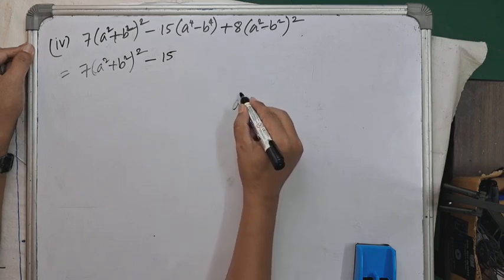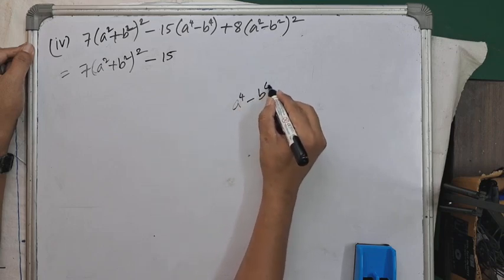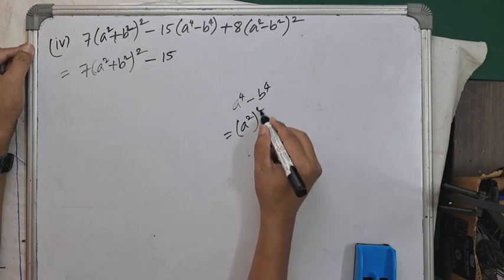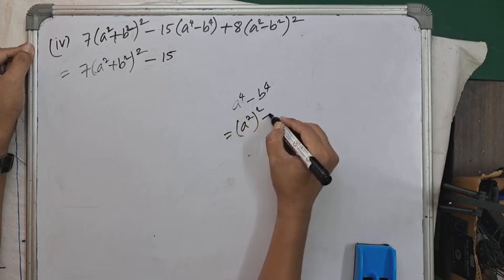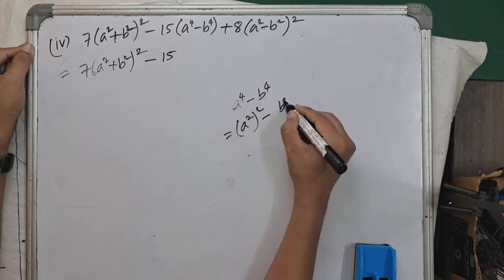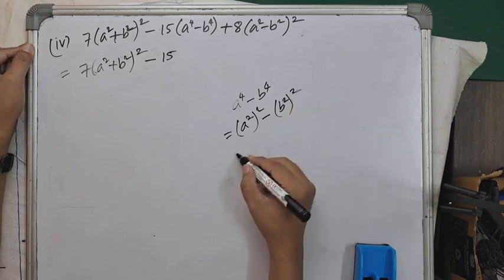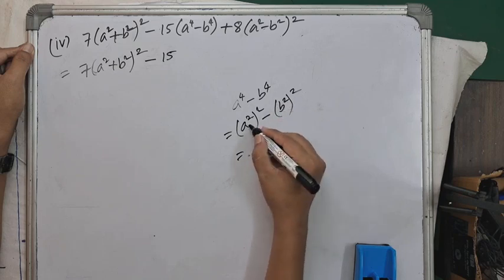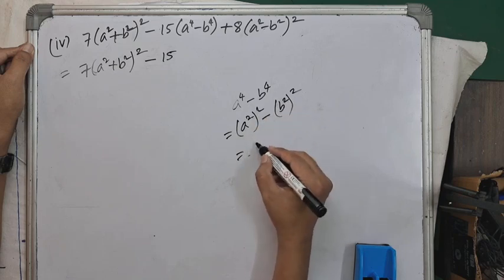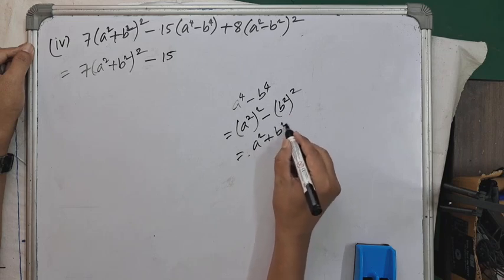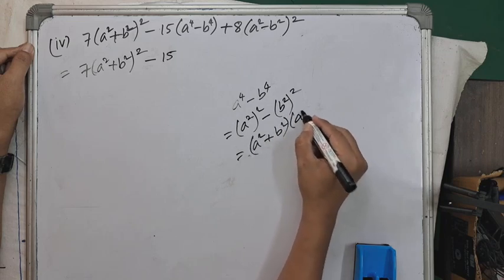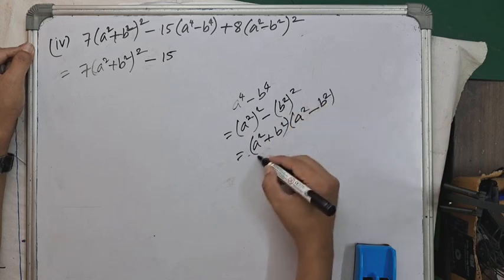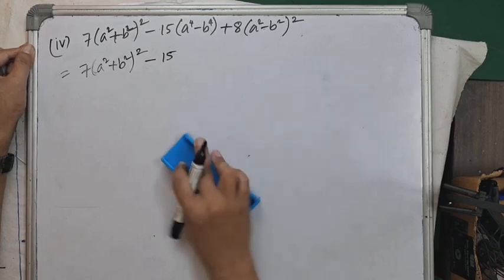Okay, so a to the power 4 minus b to the power 4, we can write this as a squared whole square, minus b to the power 4, which means b squared whole square, isn't it? Now we assume this a squared as a and b squared as b. A squared minus b squared will give us a plus b into a minus b, where a is a squared and b is b squared. Okay, I hope you got this.